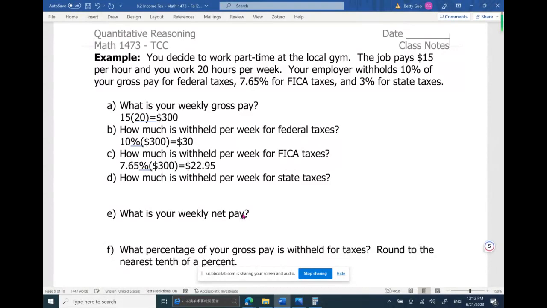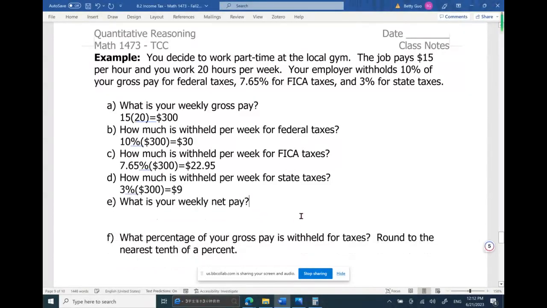And part D. How much is withheld per week for state taxes? State tax is 3%. Again, that 3% is going to be applied on top of your gross pay. We do part equals percent times whole. The whole is $300, your weekly gross pay. And that is $9. That's your state income tax.